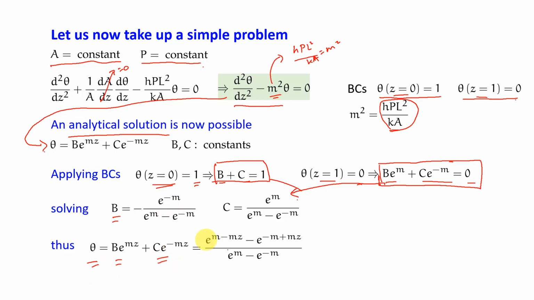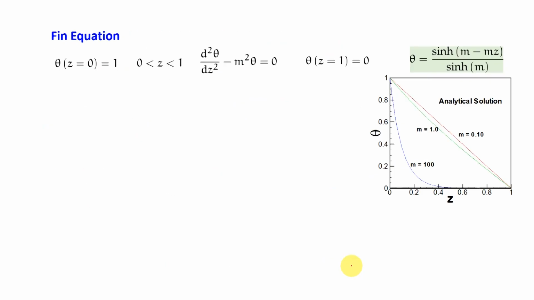So theta here comes as b e to the power mz plus c e to the power minus mz. I can use this b and c here, and it will come to us as e to the power m minus mz minus e to the power minus m plus mz divided by e to the power m minus e to the power minus m. And again, it's probably easier to represent them as hyperbolic function, and that is what we do here. So theta will be given by sine hyperbolic of m minus mz divided by sine hyperbolic of m. Okay then, so this is our analytical solution. We will use this analytical solution to see how our numerical solution matches with this.